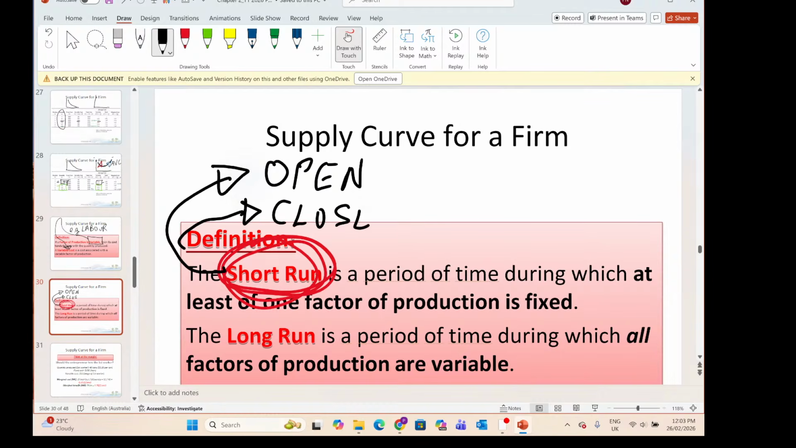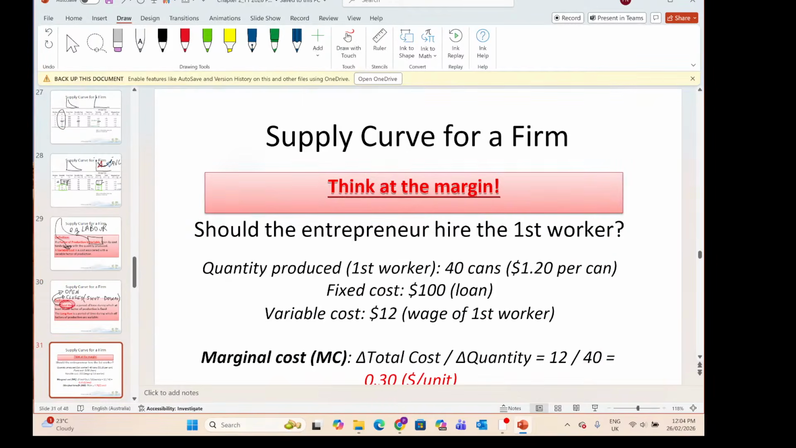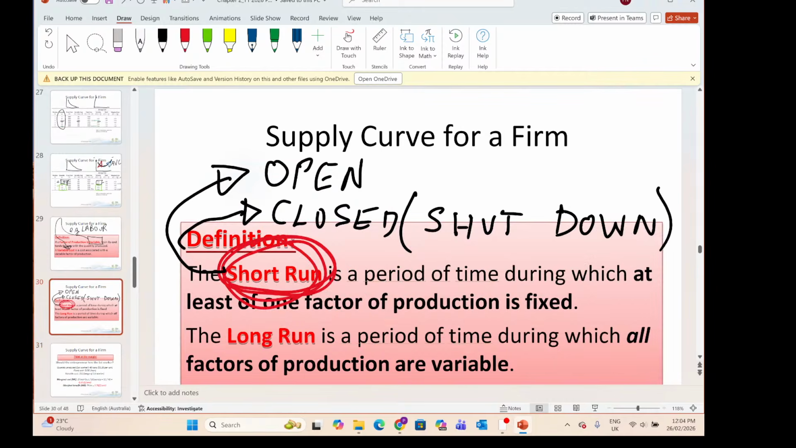Now, when we say it's closed, another way of saying closed is to say the business is shut. The business is shut. You see this at various times when you turn up at the business. You think the business is open and there's a closed sign on the door. Well, when that happens, the term we're going to use for that is it's shut down. It's not open. So those are the decisions that the firm has to make in the short run. Will we open or will we close?